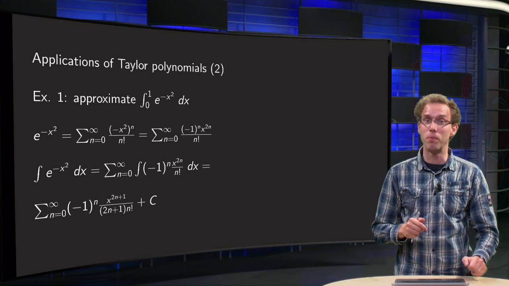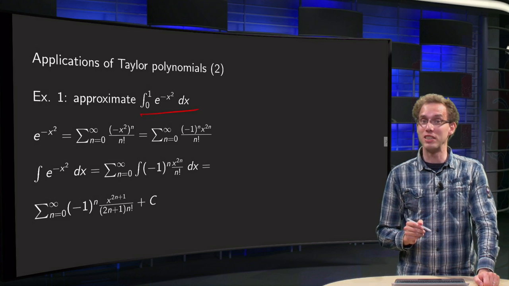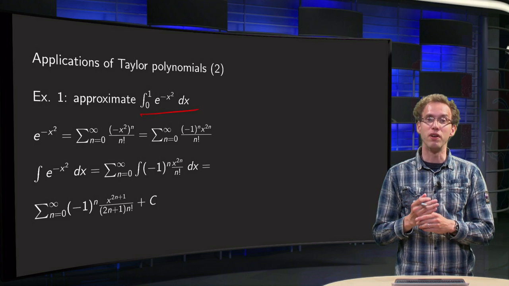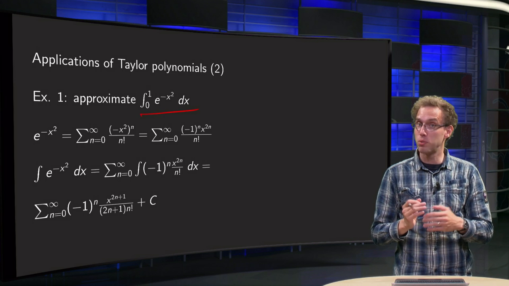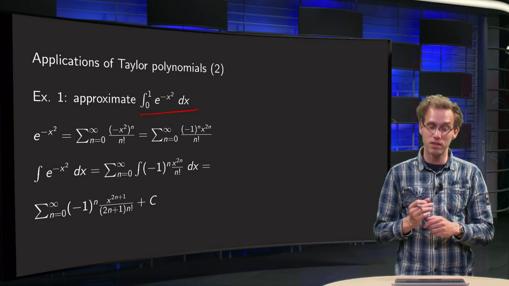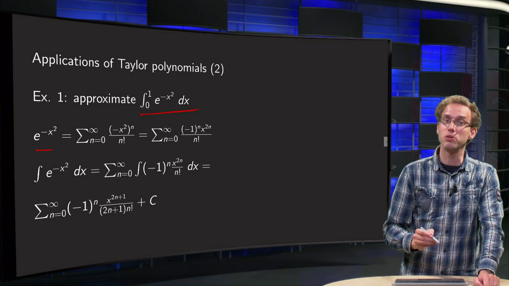First, the integral from statistics. We want to approximate the integral from 0 to 1, e to the power of minus x squared dx. Very well-known function, it's the bell-shaped Gaussian. An explicit formula for the antiderivative is not known. But we can compute e to the power of minus x squared using a Taylor series.